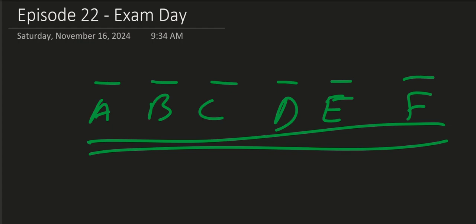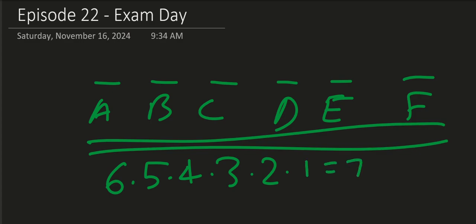6 factorial. Why is it 6 factorial? Because you have 6 choices for the first place, 5 for the second, 4 for the third, 3, 2, and then 1, which is 720 ways. But guess what?